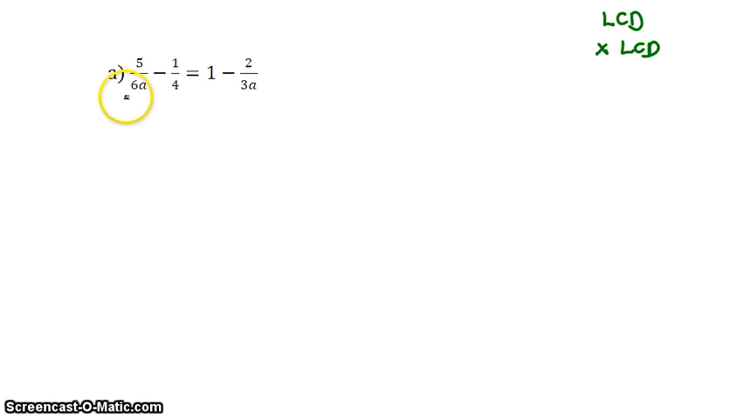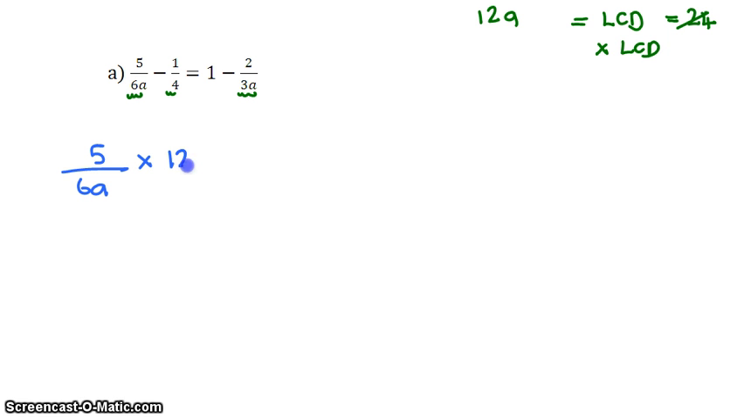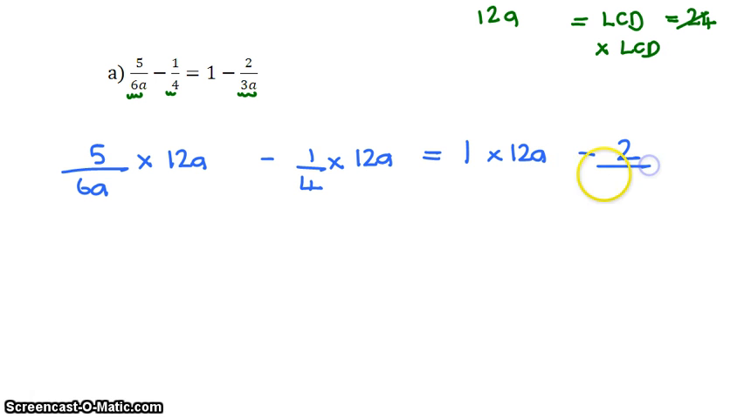Now, in this case, our denominators are 6a, 4, and 3a, which means our lowest common denominator could be 24, a number that 6 and 4 and 3 could go into, but even lower than that, I could use 12. 6 and 4 and 3 could all go into 12, and I'll need an a. What that means is I'm going to take each of these terms and multiply by that lowest common denominator. The thing in equations is, as long as you do the same thing to everything, to both sides, you're not breaking any rules. So I'm going to take each one of those terms and multiply by 12a.